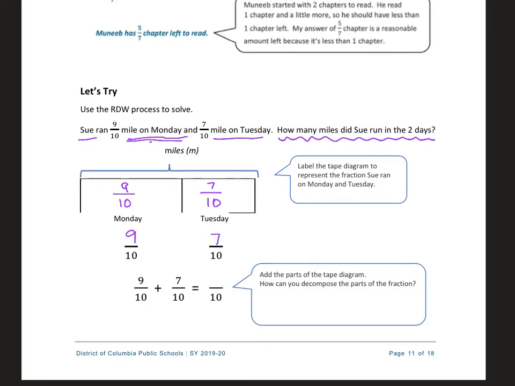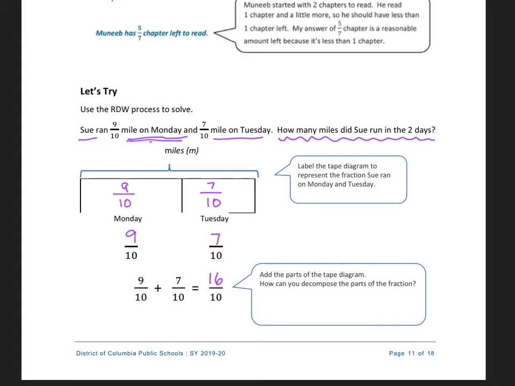Now I have 9/10 and 7/10. When I add up 9/10 and 7/10, I know that I can add these fractions right away because they have the same denominator. So 9 plus 7 is going to give me 16, and my denominator stays 10. So now I have 16/10.